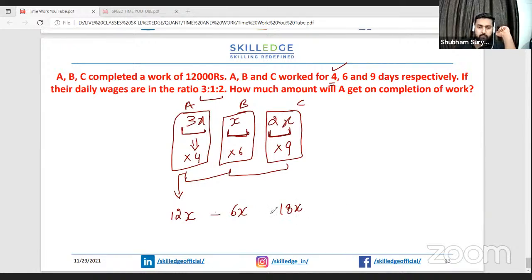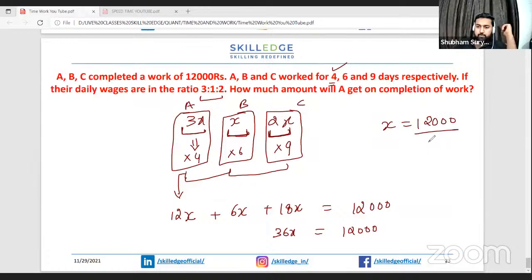Okay, and this total amounts to rupees 12,000. है ना, 12,000 रुपए बांटने थे, इसको इतना इसको इतना इसको इतना मिल रहा है, टोटल 12,000 में से, है ना. So this is how much: 12 plus 18 plus 6 is 36x is equal to 12,000 rupees, guys. Okay, the value of x comes out to be 12,000 divided by 36. So 12 ones are 12 along with 3 zeros, 12 threes are 36. So x comes out to be 1,000 divided by 3.